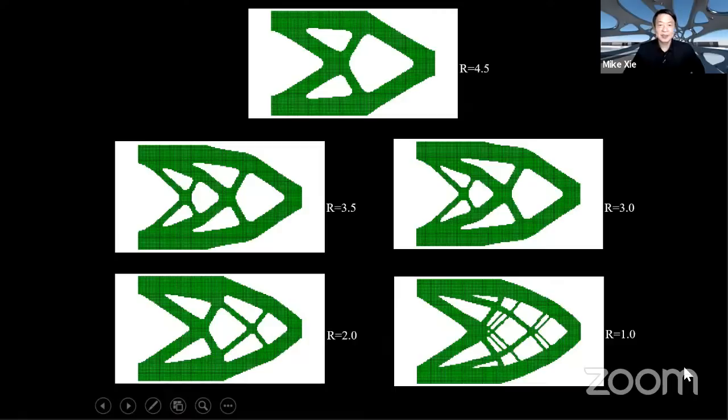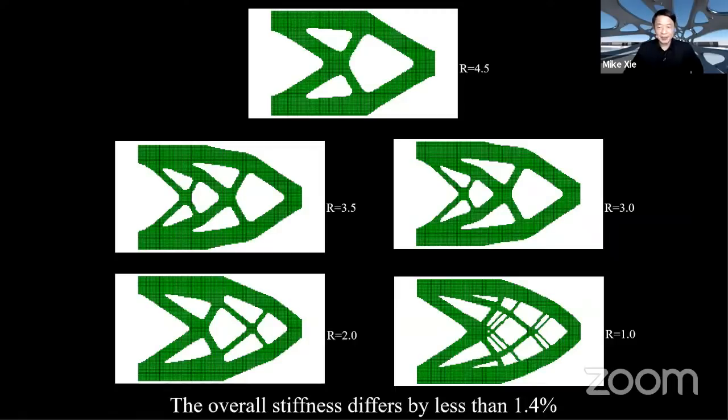The 5 designs look totally different. But if you compare the structural performance, the overall stiffness, they only differ by 1.4%. So they are all structurally very efficient, but they are topologically totally different. This is the kind of outcome we want to achieve. Without sacrificing much of the structural performance, we want to get geometrically different shapes.